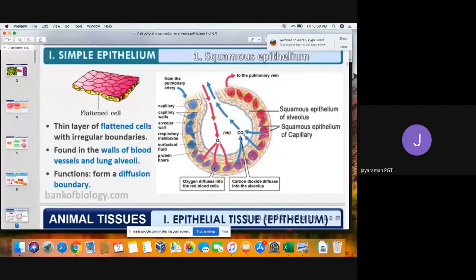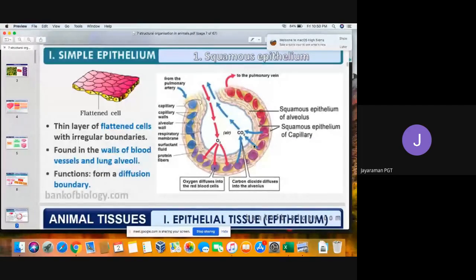So this is made up of a very thin layer of cells known as squamous epithelium. Squamous epithelium is always wet in nature, it won't be dry. If it is dry, the diffusion will not occur. It will be wet in nature. And it is made up of a single cell layer, that is a very important thing.